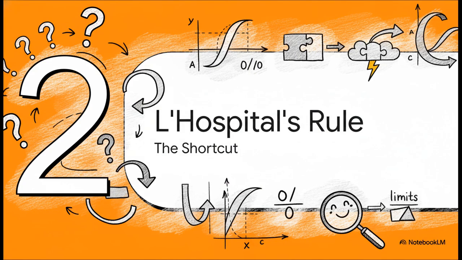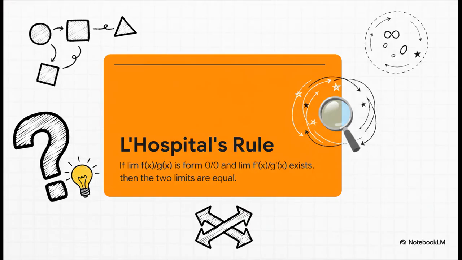So if we can't just plug in the number, how in the world do we solve these 0 over 0 puzzles? Well, let's meet our special tool for the job, L'Hôpital's Rule. Now, I know this is the formal theorem, and with all the notation, it can look a little intimidating. But trust me, the idea behind it is actually surprisingly simple and, honestly, kind of elegant.